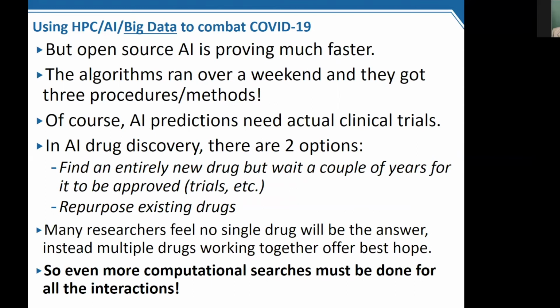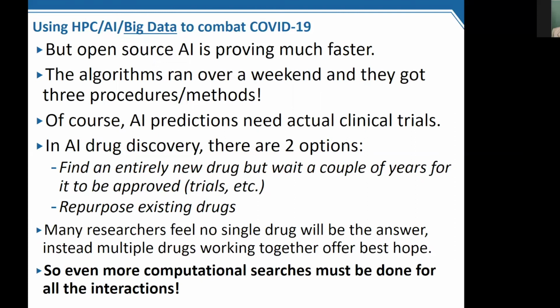So if it took them so long just to understand the virus, the DNA of the virus, and then potential drugs, this is where open source AI is proving to be a winner. Recently, they ran some open source AI algorithms over a weekend, and they searched a lot of databases as well as looking at the different reports from hospitals on what worked, what didn't work. And within 3 days, within the weekend, they were able to get 3 potential methods and procedures.